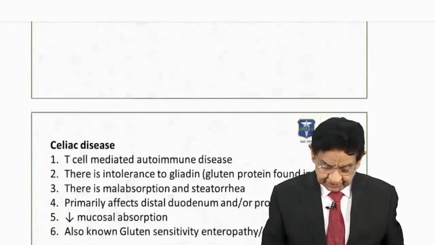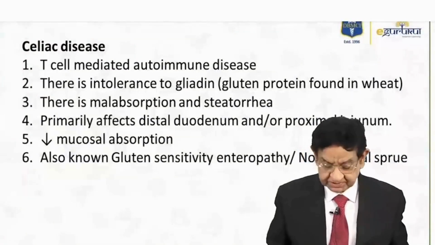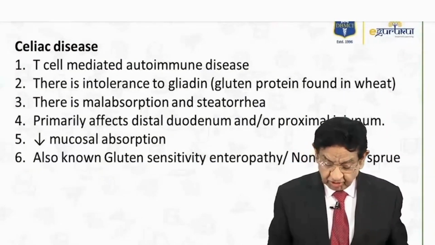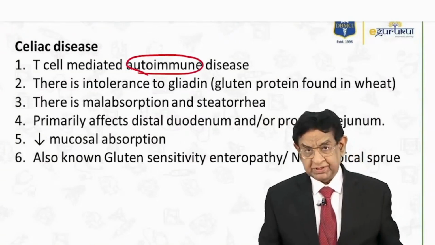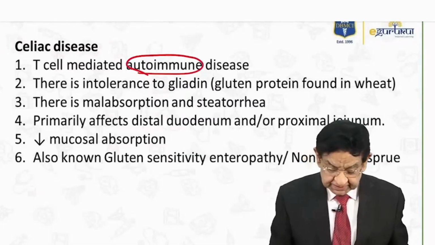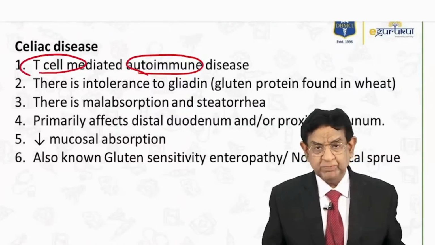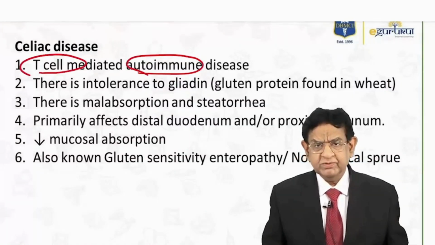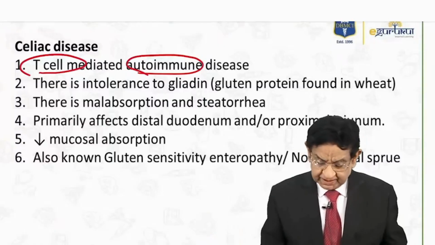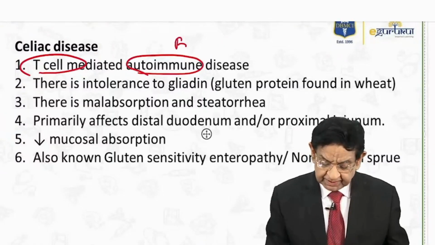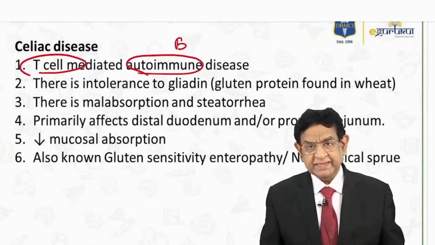Okay. So let's learn some basic concepts about celiac disease. First of all, it is an autoimmune disease. Point to be noted. Second point, it is a T cell mediated autoimmune disease. Why is it so important? Most of the time, so many autoimmune diseases are there, and they are all usually B cell mediated. But this is one exception, which is by the T cell.